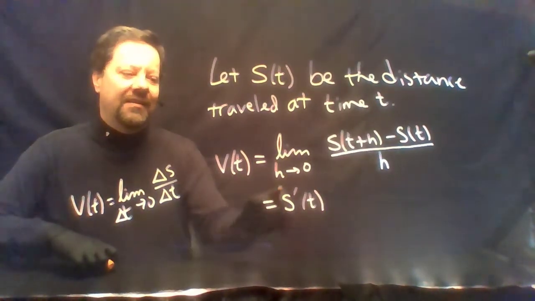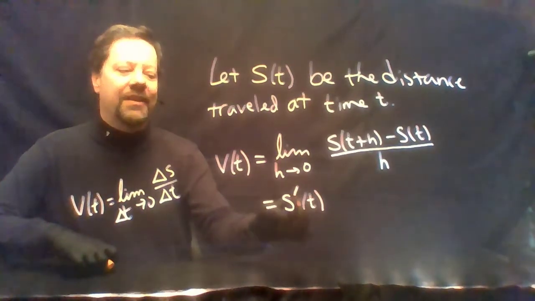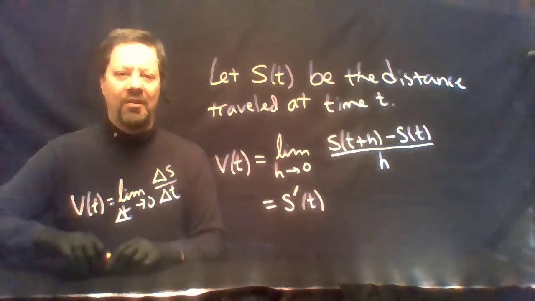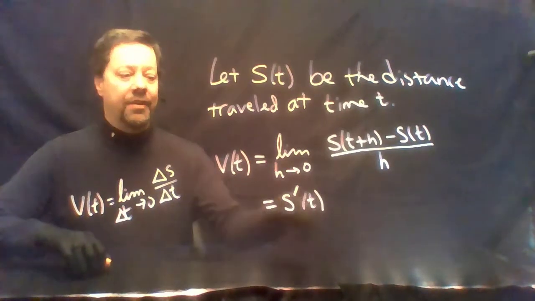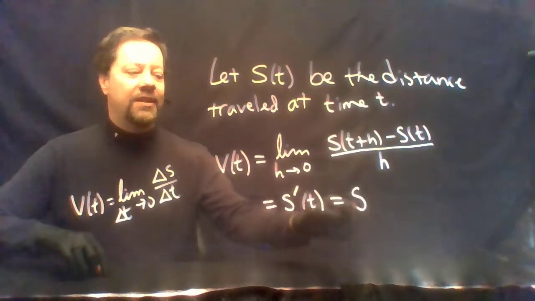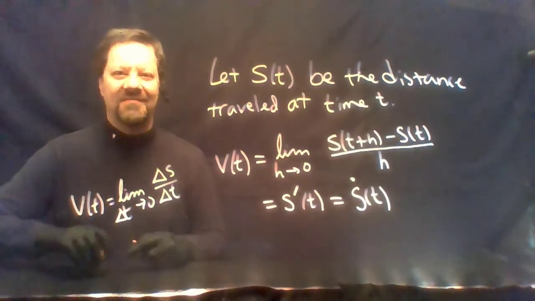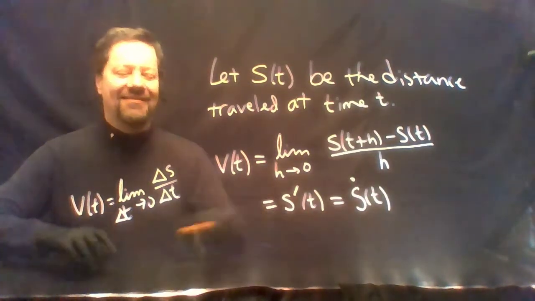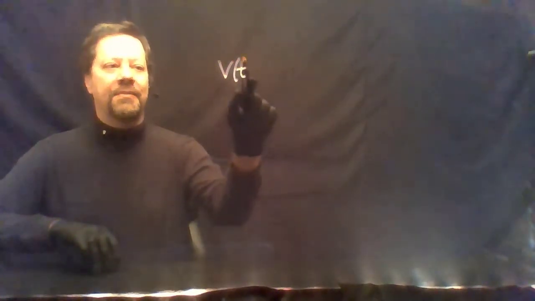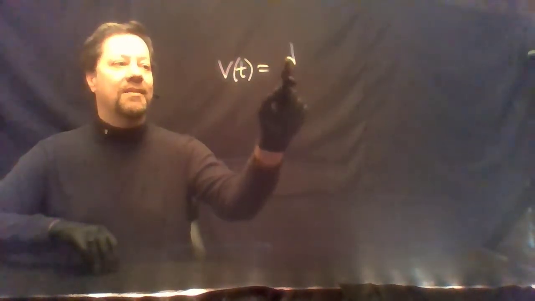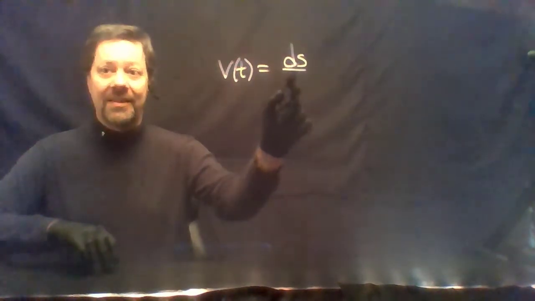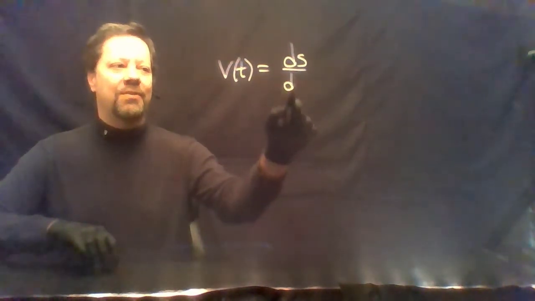Now, Newton would not have used a prime in this instance, because whenever he took the derivative with respect to time, he denoted that derivative by a dot. You should know this notation. We've seen now that the physical concept of velocity is the instantaneous rate of change of distance with respect to time.